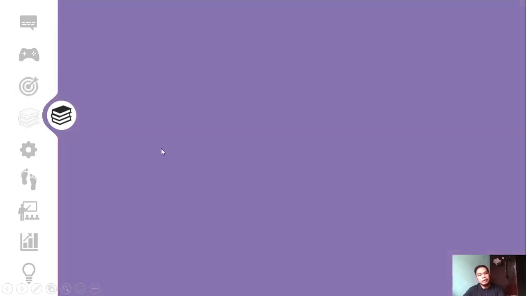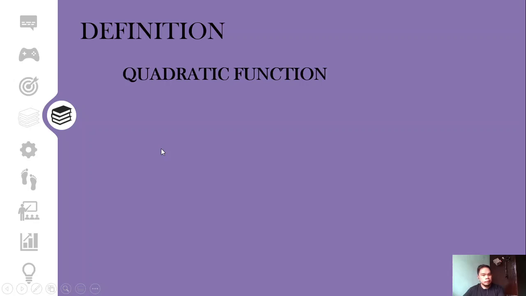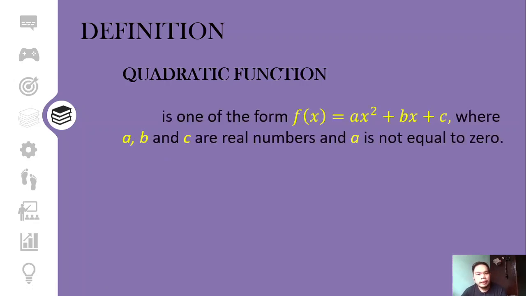Now let's go to different terms involving quadratic function and its graph. Okay, so quadratic function, the definition is one of the form f of x, ang basa natin dito class is f of x equals ax squared plus bx plus c, where a, b, and c are real numbers and a is not equal to 0. Okay, so itong yellow dito, this is the general or standard form of quadratic function.